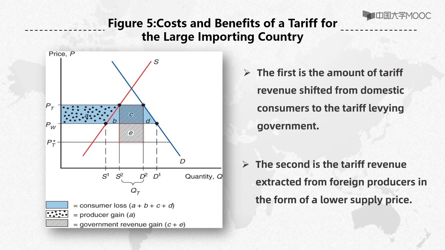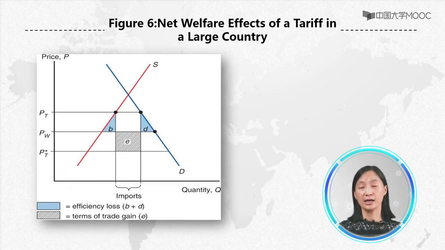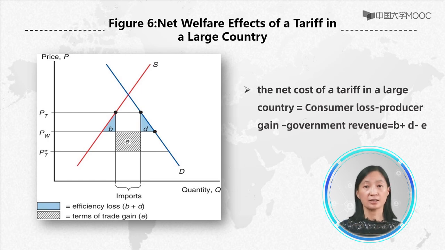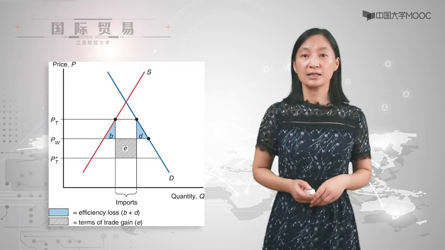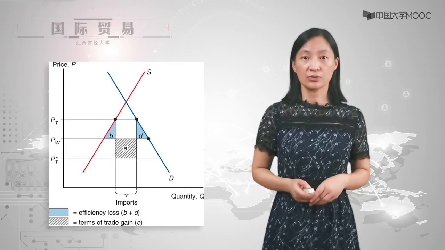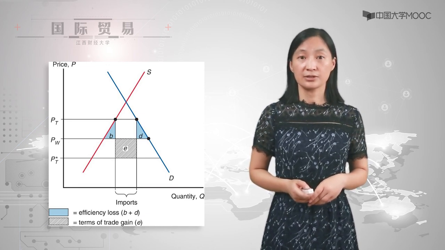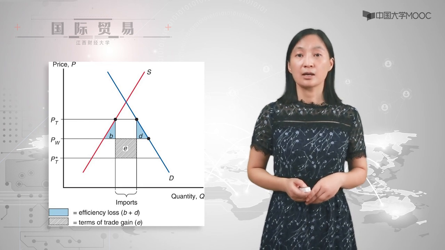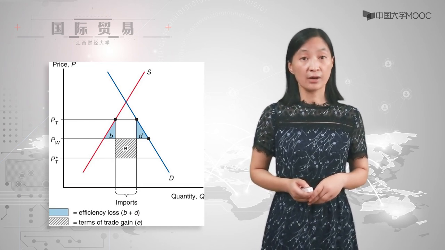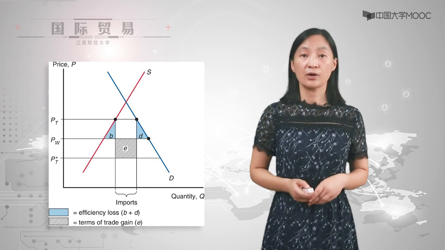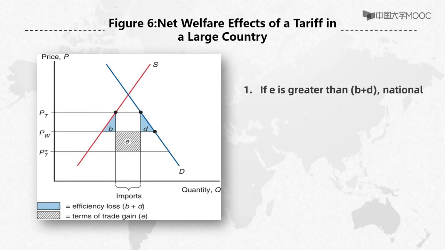We also call it the terms of trade gain that arises because a tariff lowers foreign export prices. So the net cost of a tariff in a large country is consumer loss minus producer gain minus government revenue, equal to B plus D minus E, summarized in Figure 6. Just like a small nation, the two triangles represent the efficiency loss, but the rectangle E represents the terms of trade gain.